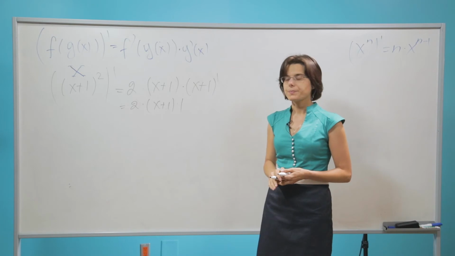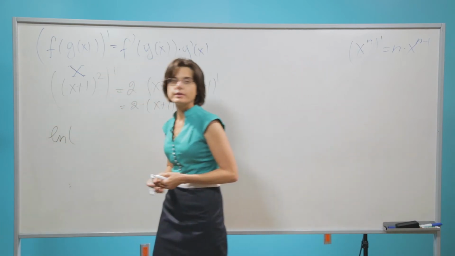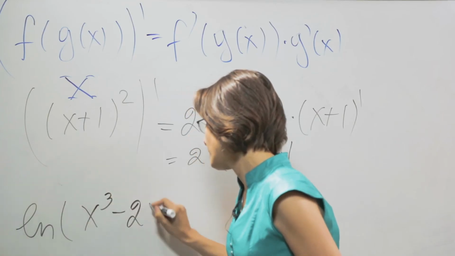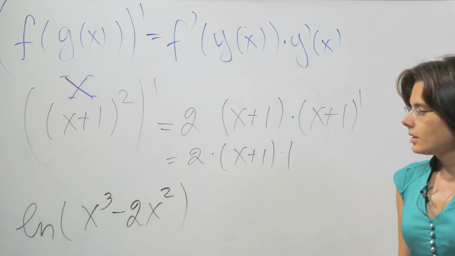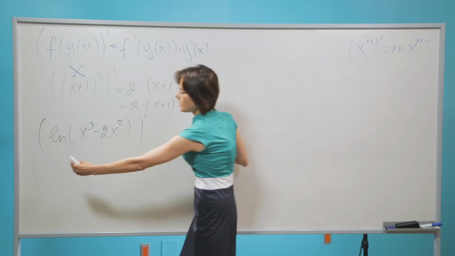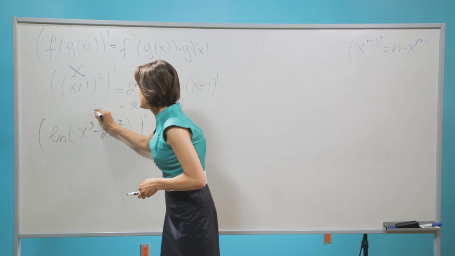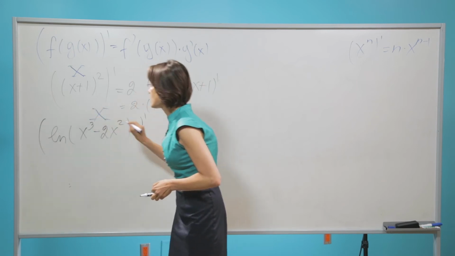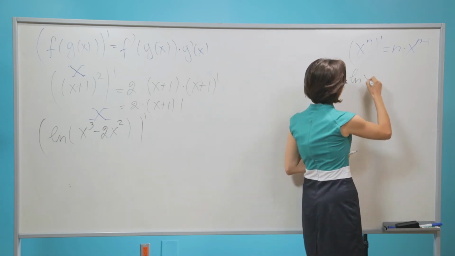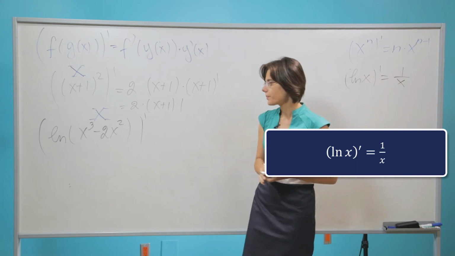Let us do more examples. Let's say we want to differentiate the natural logarithm of x cubed minus 2x squared. Again, we have one function inside of another function. The outer function we see first is a natural logarithm. So we pretend that inside we don't see what is there. It's just capital X. The derivative of natural logarithm is just 1 divided by X, whatever is under the logarithm.